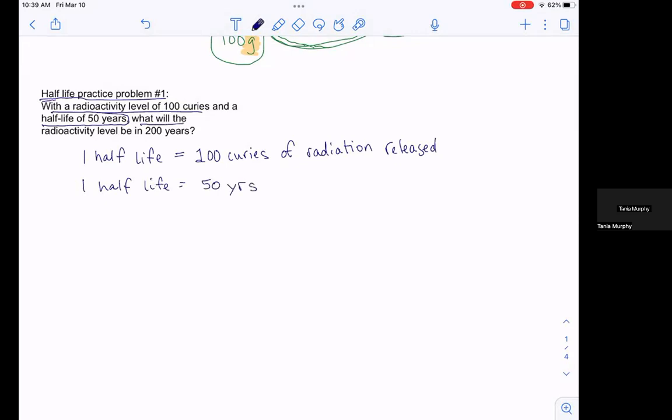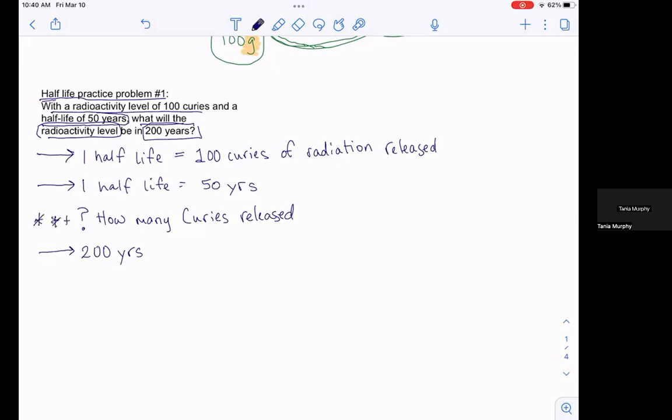We are asked what will be the radioactivity level. That means how many curies, how much radiation is released. And then they tell us that the total time is 200 years. So we've had 200 years of time. Every 50 years is a half-life. Every half-life, we release 100 curies. How many curies have been released?